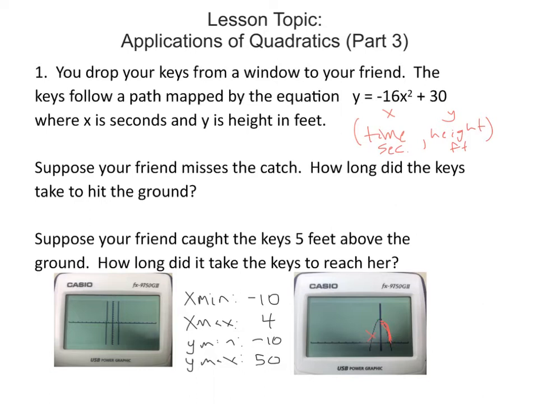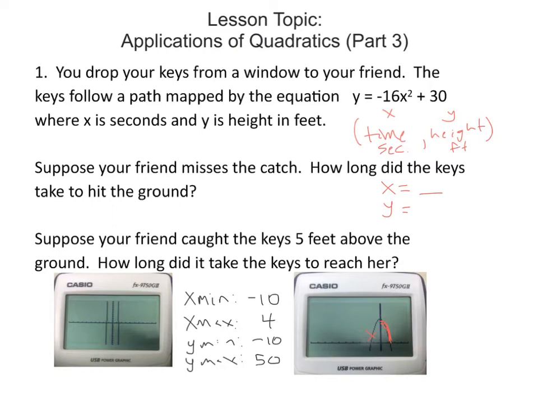All right, so the question is, suppose your friend misses the catch. So they didn't catch it, the keys landed on the ground. How long did the keys take to hit the ground? Well, again, really focusing on X and Y here. What are we solving for? How long did the keys take to hit the ground? We're trying to find what variable, X or Y? Well, we're trying to find X, how long the keys took to hit the ground.